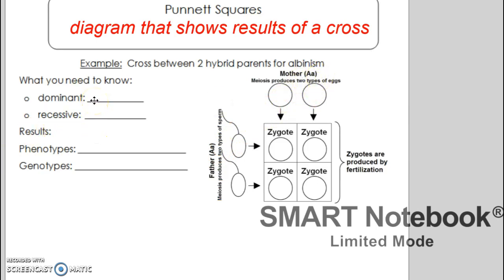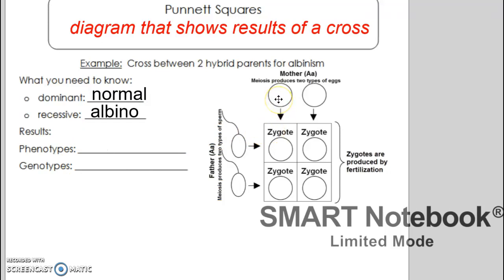So in this case, our dominant trait that we're going to talk about is having normal pigmentation. Our recessive is being albino, okay? Those are the two traits we're looking at here.